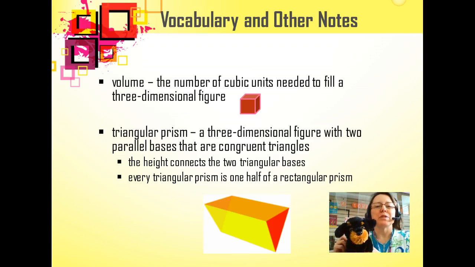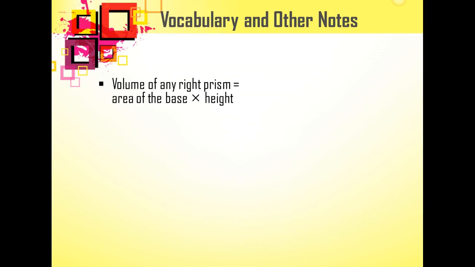I bet that will be really useful when we try to figure out the formula for calculating the volume of a triangular prism. Let's see if we can figure that out. As we saw when working with rectangular prisms, the volume was the area of the base that the prism sat on times the number of layers, or its height. This is true for any right prism, regardless of the shape of its base.